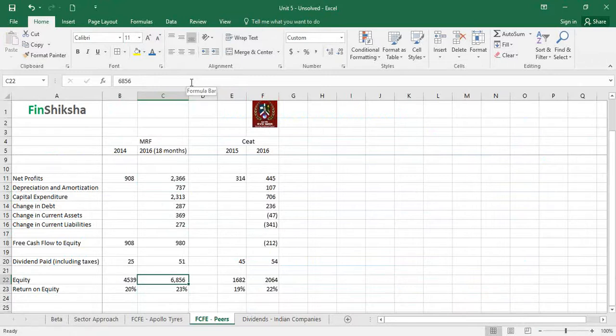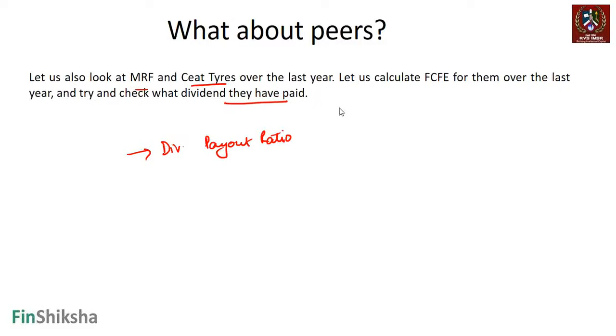MRF doesn't pay too much dividend. CET does pay steady dividend, irrespective of whether they are having enough cash flows or not. But even otherwise, assuming that all of them have a similar beta or close to a similar beta, they would be generating more return on equity when compared with their cost of equity. So to that extent, most of the sector is paying reasonable dividend amounts. MRF seems to be paying less for some reason.